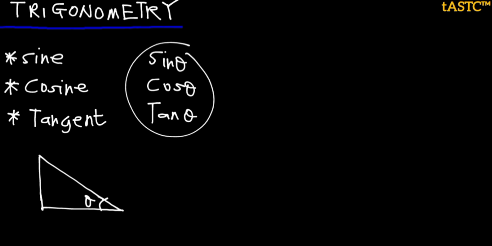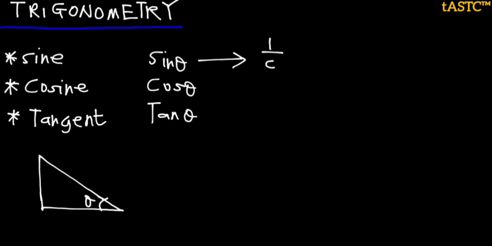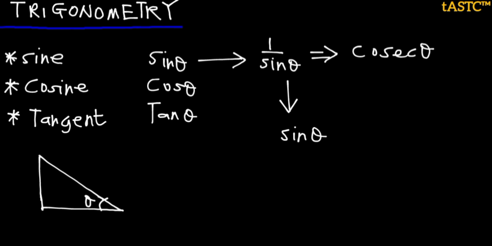Now these have their reciprocal forms. The reciprocal form of sine theta is 1 divided by cosine theta. Whoa, what a mistake on my part. There should be a sine theta. Now this is also called cosecant theta. Now what you need to know is that this could also be written as sine theta raised to the power of -1.